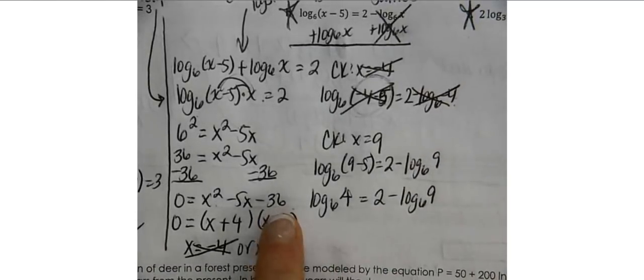So I'm going to bring both of my logs to the other side, or bring my log to the other side so that I can condense. So when I add log base 6 of 9 to both sides, I'm adding, so I'm going to condense using multiplication. 4 times 9 is 36. So I have log base 6 of 36.